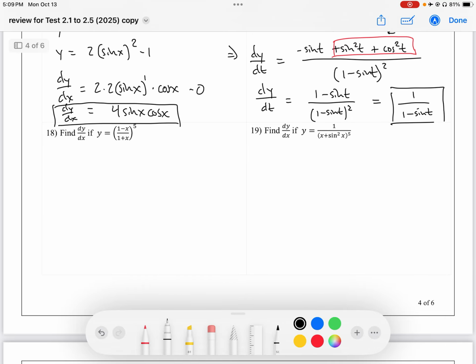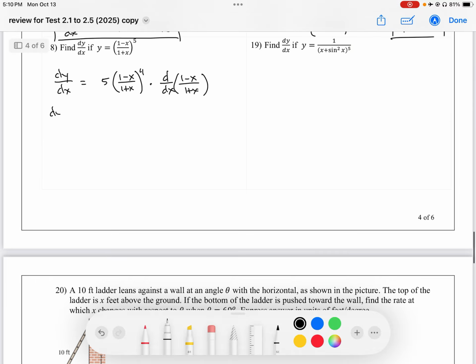Okay, 18. We've got a composite function with a quotient inside. So dy dx, take the derivative of the outer function, leave the inner function alone. Then multiply by the derivative of the inner function. I'm just going to write ddx of 1 minus x over 1 plus x for now. Okay, so then dy dx would be 5 times 1 minus x over 1 plus x to the fourth power.